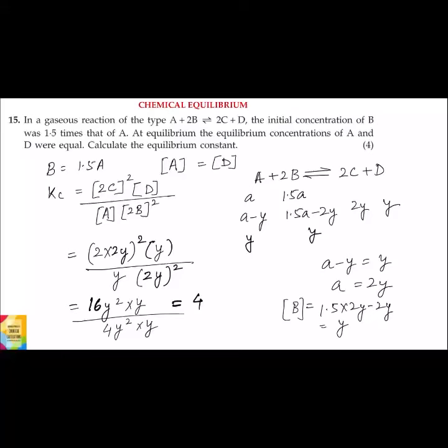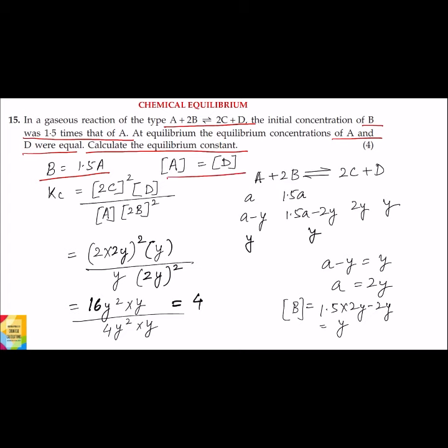In a gaseous reaction of the type A + 2B → 2C + D, the initial concentration of B was 1.5 times that of A. At equilibrium, the equilibrium concentrations of A and D were equal. Calculate the equilibrium constant. So given है कि B = 1.5A and A = D.